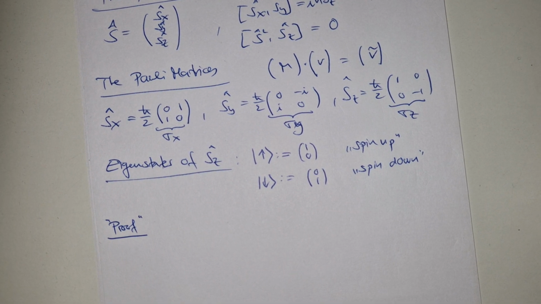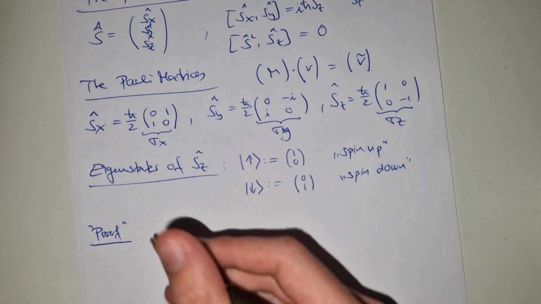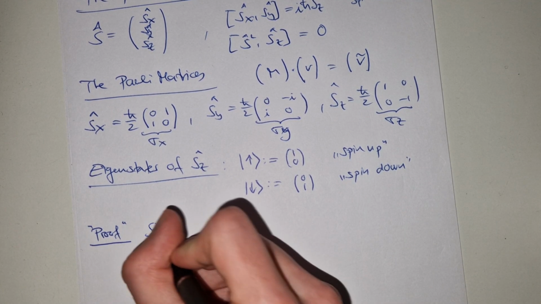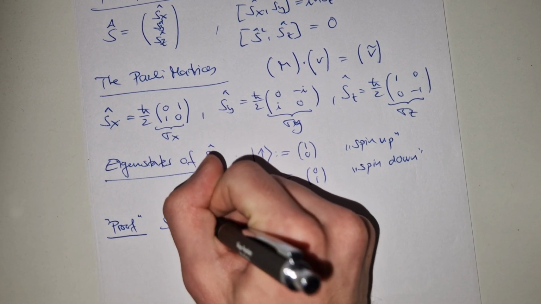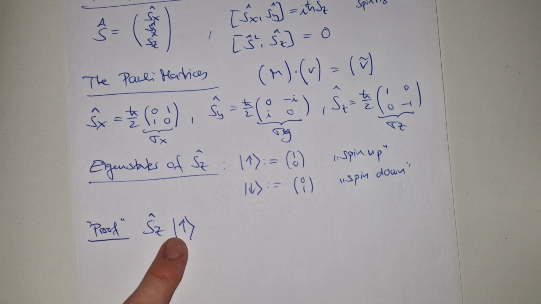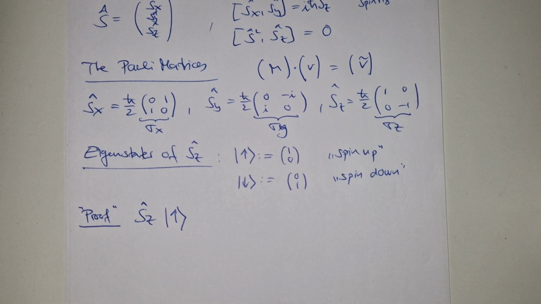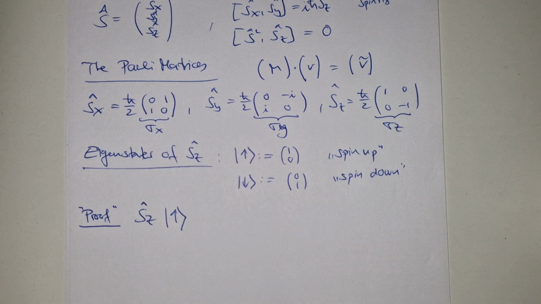Reminder, eigenstate or eigenvector means that if you multiply the matrix by this vector, the vector is unchanged apart from some coefficients, but the direction won't change. Okay, so let's see what happens when we apply the SZ operator to the state spin up. This operator should not change the state, it's merely allowed to stretch the state but not to alter its direction in the vector space.